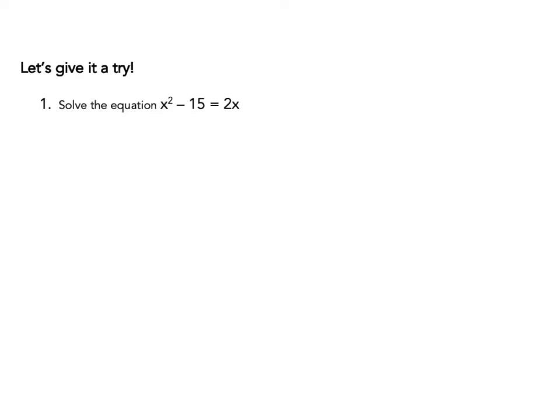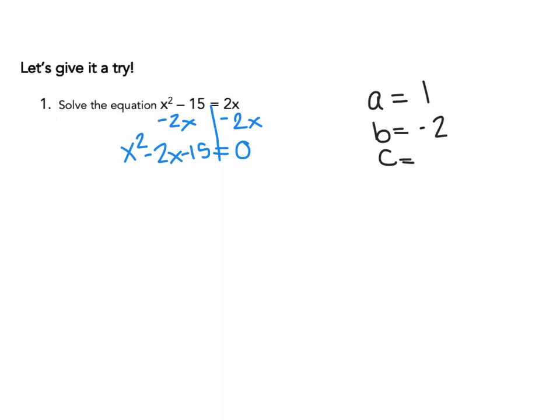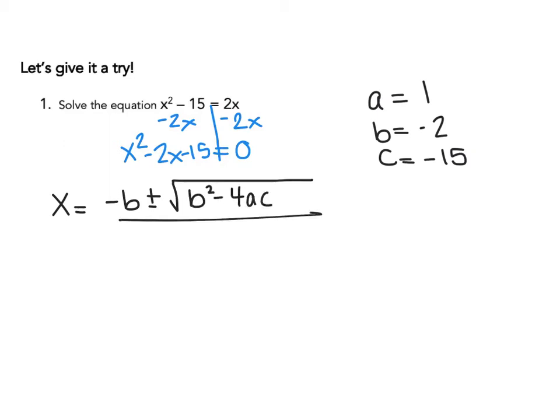So here I have a quadratic equation, so I'm going to go to the quadratic formula, but first, to identify a, b, and c, my equation has to be in standard form. So x squared minus 2x minus 15 equals 0. Next, I identify the values of a, b, and c off on the side. So a is 1, b is negative 2, and c is negative 15. Until you get really good at it, I suggest you write down the formula over and over. The quadratic formula is negative b plus or minus the square root of b squared minus 4ac all over 2a.